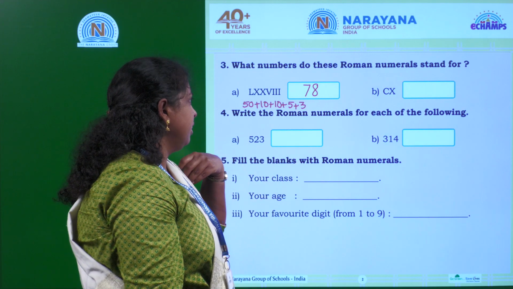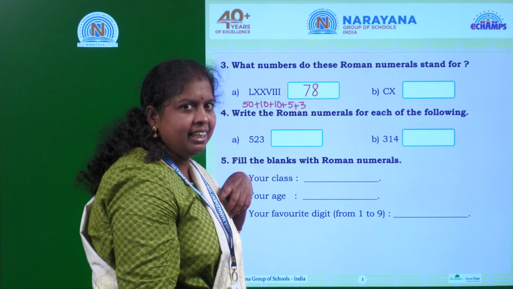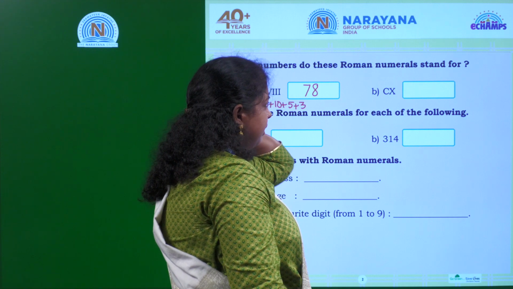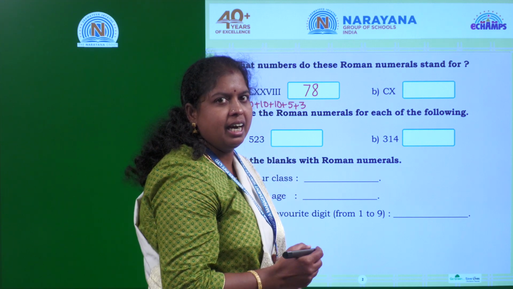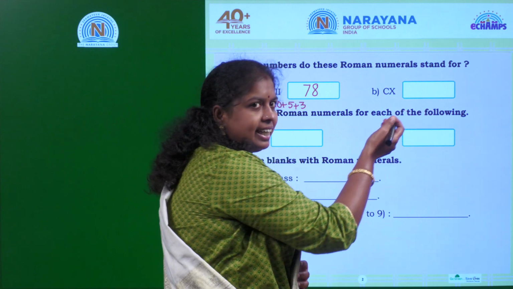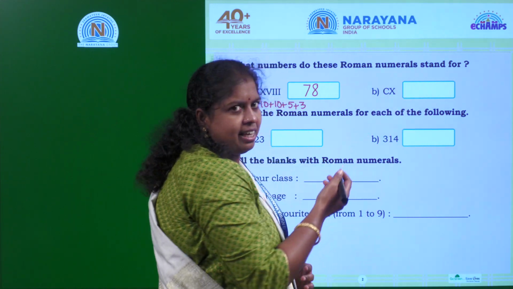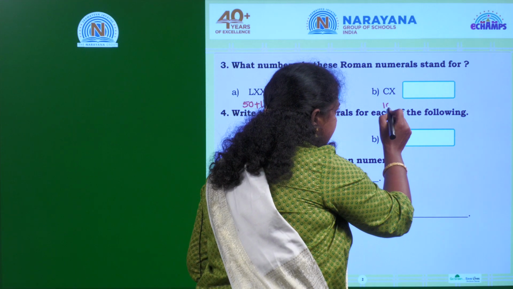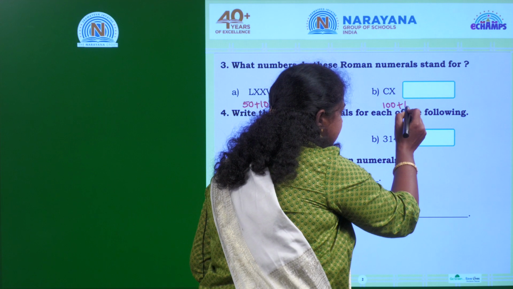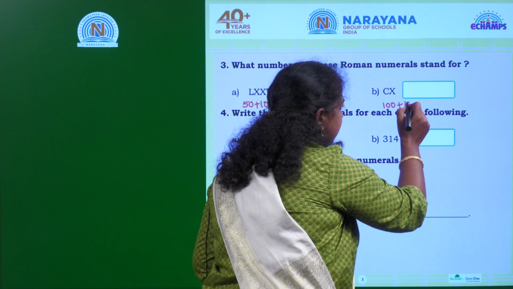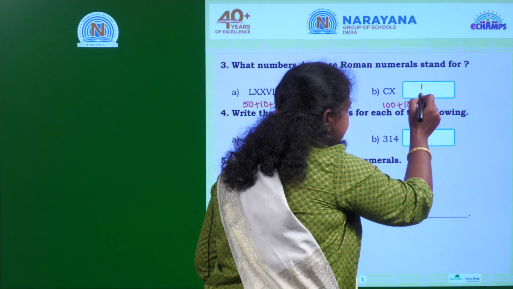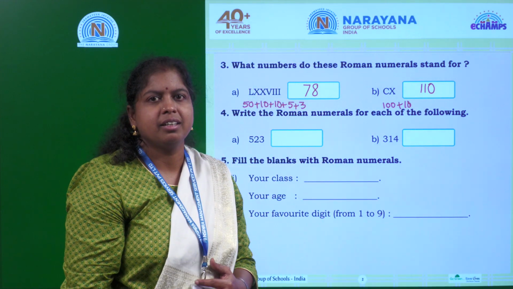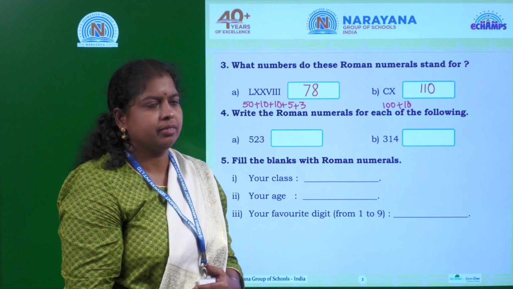So, this is the Roman numeral and its related Hindu-Arabic numeral. So, what is the next one? CX. C means 100. X is on its right hand side, right? X is after C. Okay? C after X means 100 plus X means how much? 10. What is the Hindu-Arabic numeral for this? 110. CX means 110. Okay.